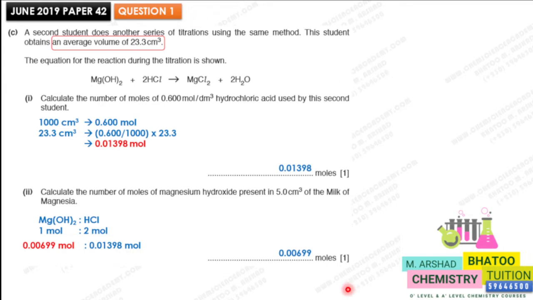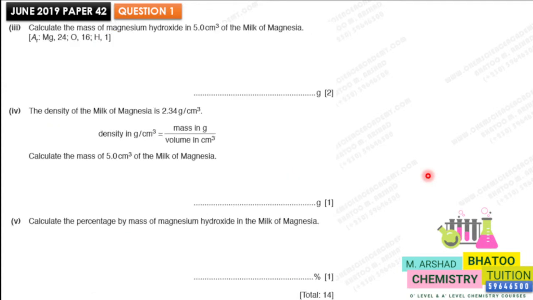Correct, no problem. You can convert to standard form, no problem. So 6.99 times 10 power minus 3. We should try to respect the 3 significant figures, or one better. Alright? For example, here I find the average volume 23.3 cm3, 0.600 mol per dm cube, you see? So there are 3 significant figures, no? So, we try to respect that. Okay, we move on.